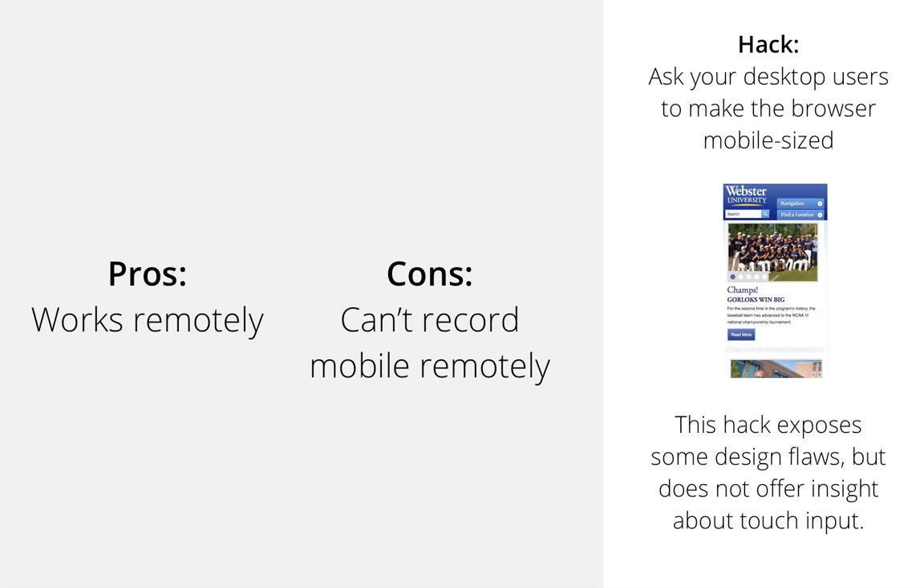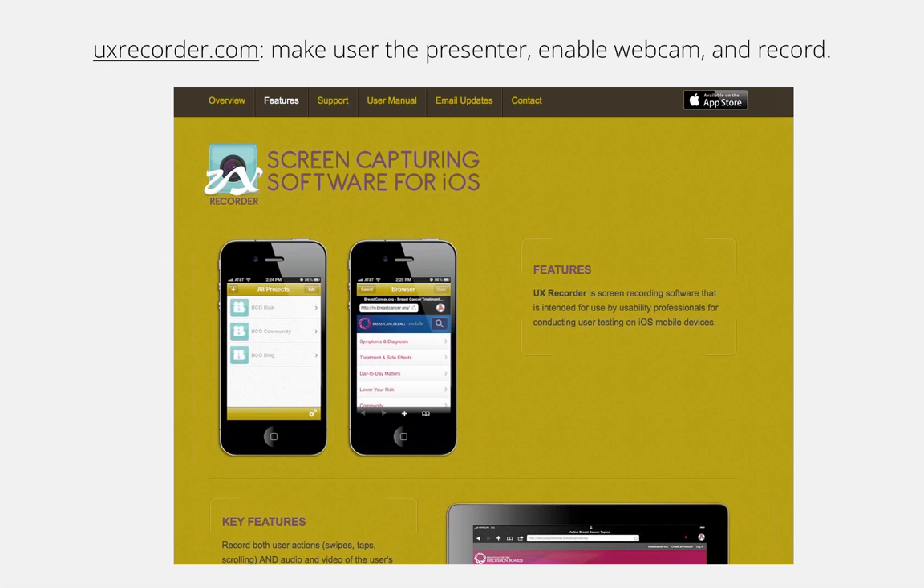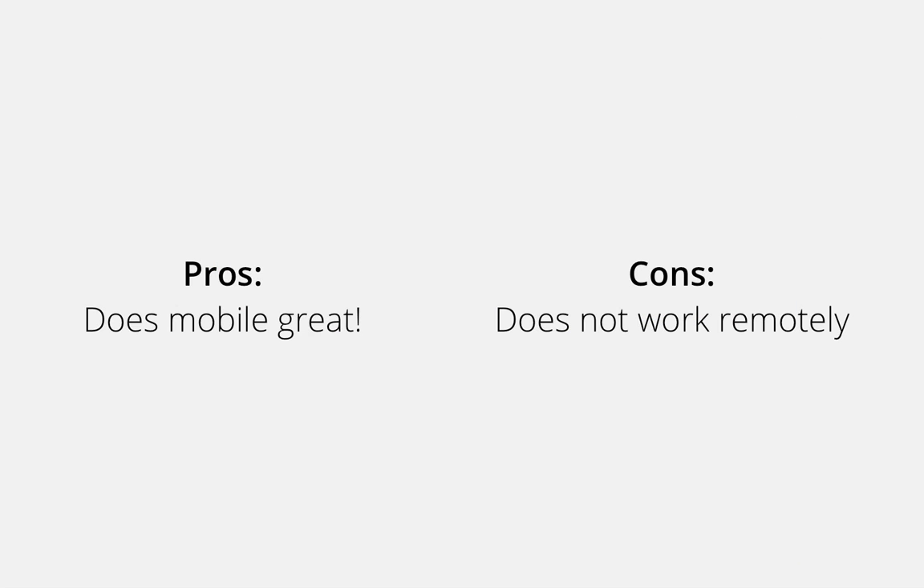A couple of quick tools to run through. GoToMeeting.com allows you to observe, enable a user's webcam so you can see their face, and record. Pros of this, it works remotely. Beautiful for remote testing. Cons, can't record mobile remotely. There's a way you can hack this by asking your desktop users to make the browser mobile size, but that doesn't really get to the input idea of watching somebody actually use touch input. This hack has allowed us to expose some design flaws in the past, but it doesn't really offer insight about whether or not your touch input is working.